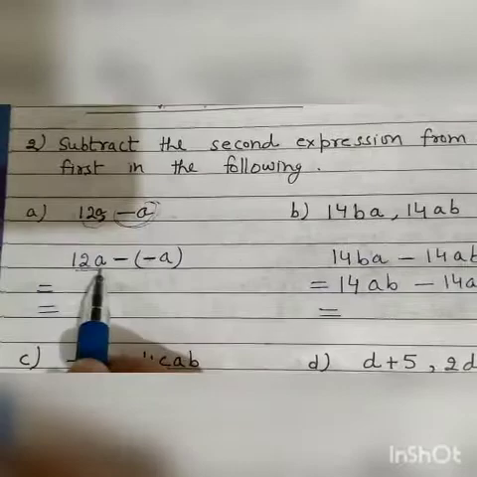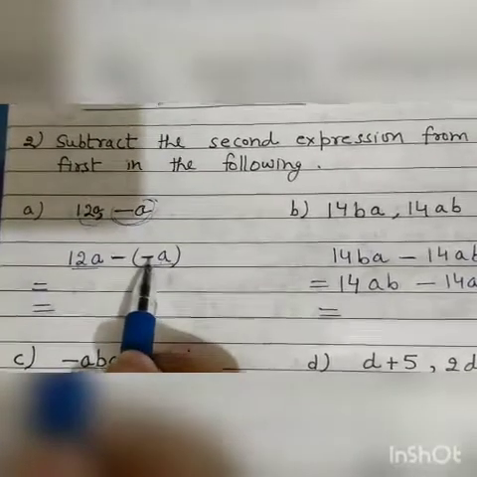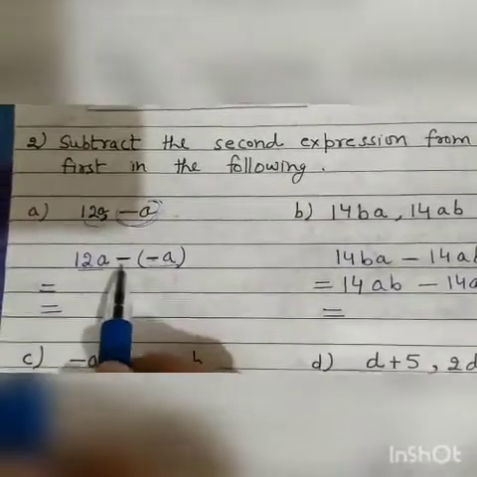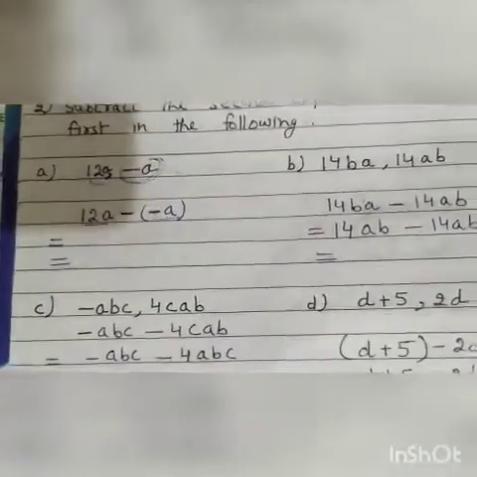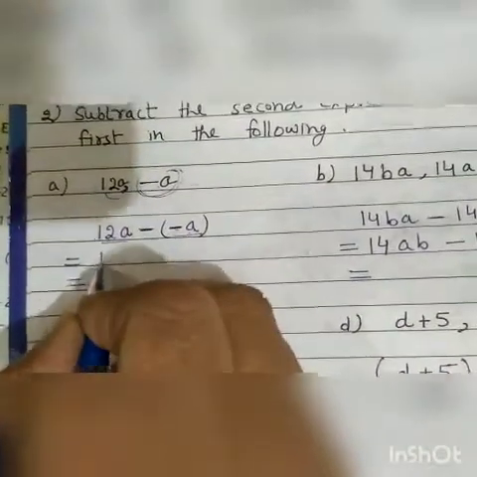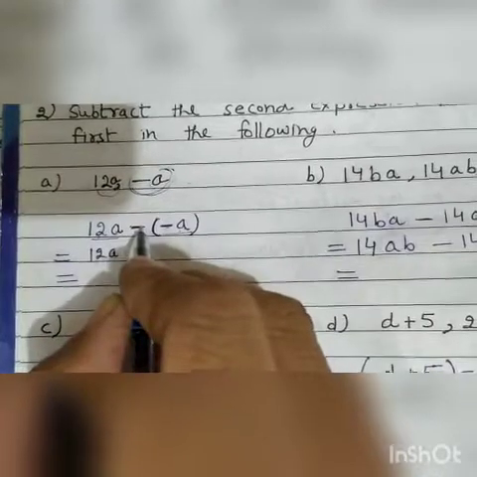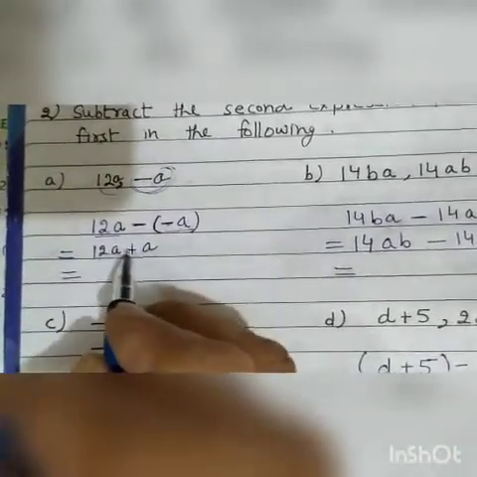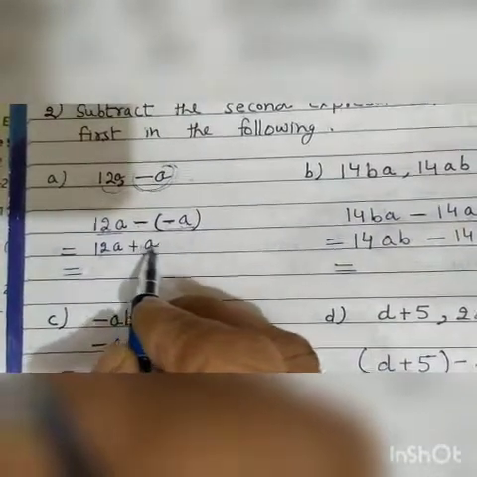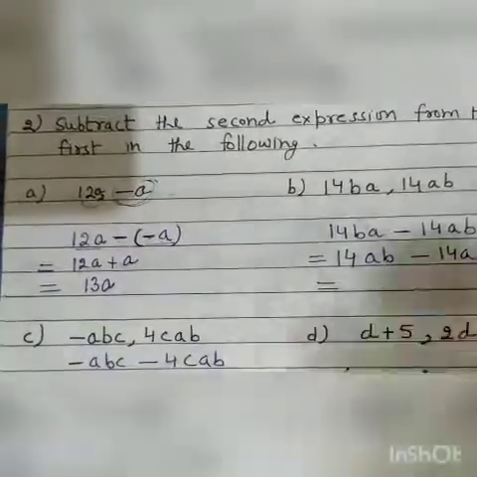This is the first expression and this is the second expression. We have to subtract this second expression from the first expression. So this minus sign is for subtract. Now when we solve it, it will become this 12a. Out of this bracket there is minus sign, so this minus a will become plus a. Now 12a plus, it will be read as 1a, so 12 plus 1, 13a.